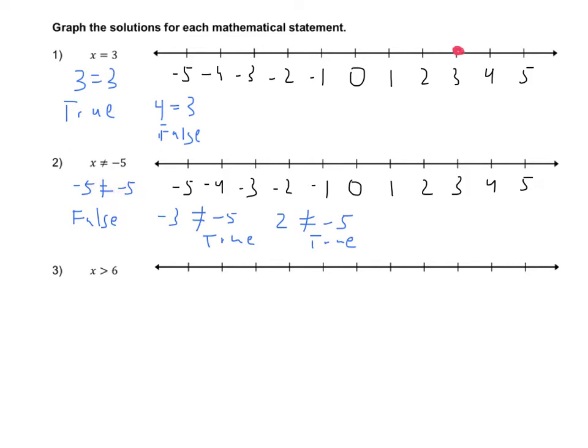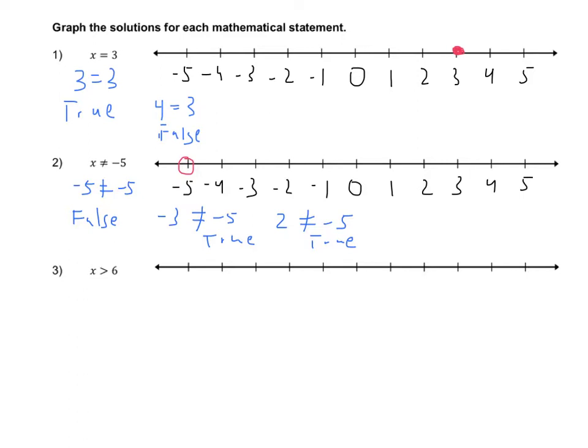All right, so how do we represent that? We know that -5 is not a solution. So let's do an open circle there. We want to use an open circle here, because we're saying that -5 is not a solution. But we want to represent the fact that all other numbers are solutions. So how could we do that?